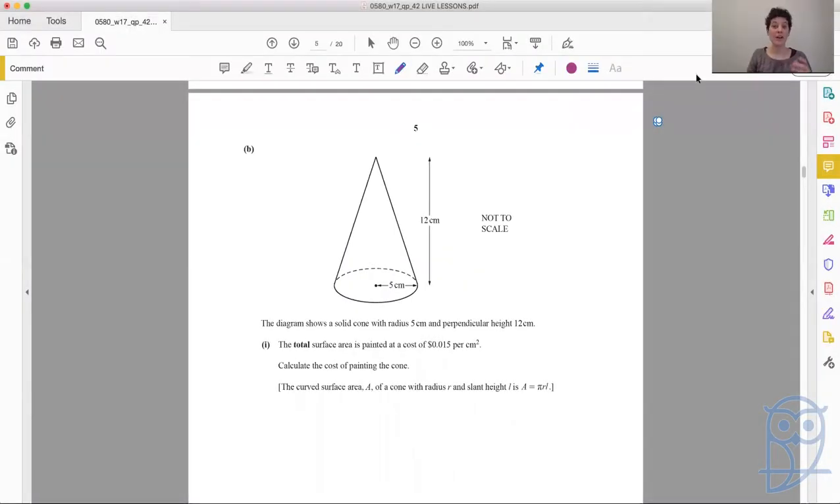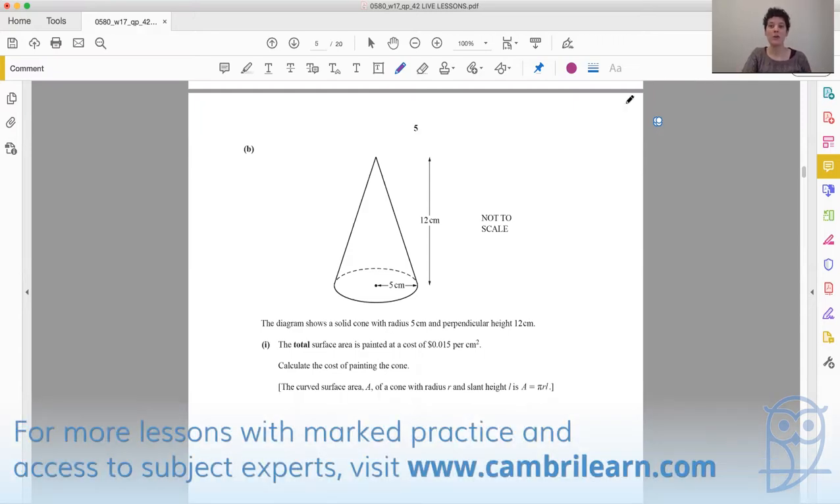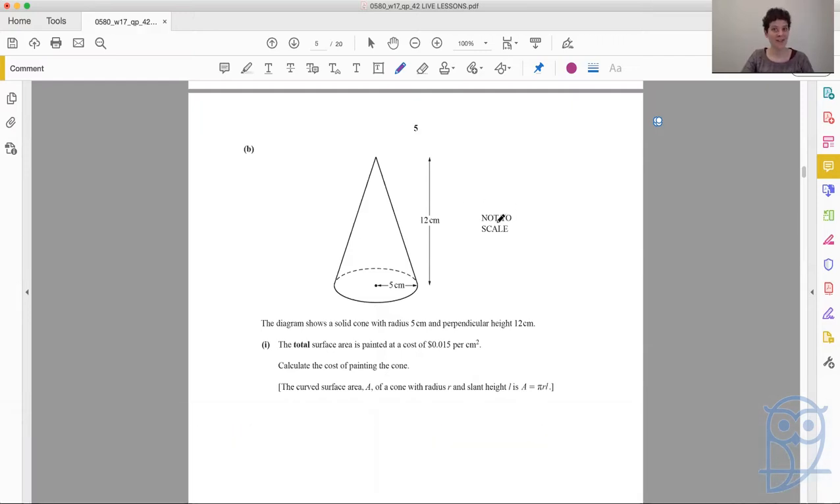Today we're carrying on with question 2, working on part B. We completed part A in the last lesson. So here we have a diagram of a cone with a couple of measurements on and a reminder that things are not to scale. The diagram shows a solid cone with a radius 5 centimeters and a perpendicular height 12 centimeters, both of which are indicated on the diagram.